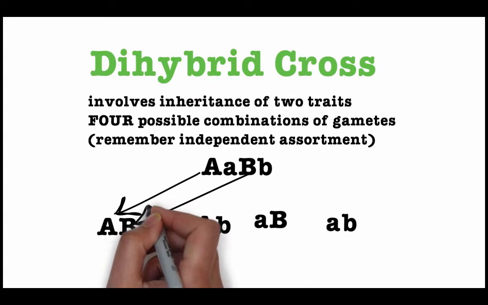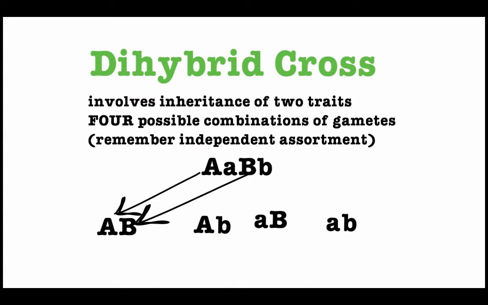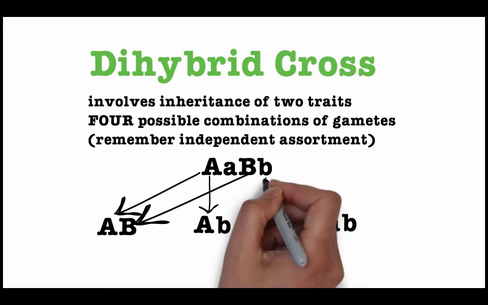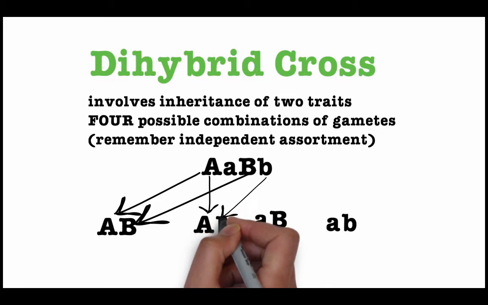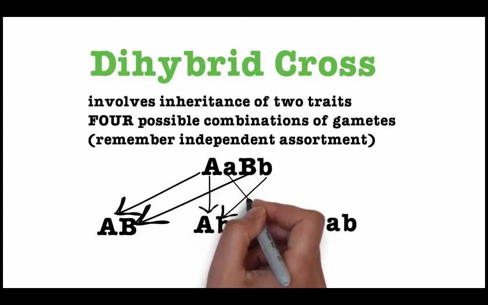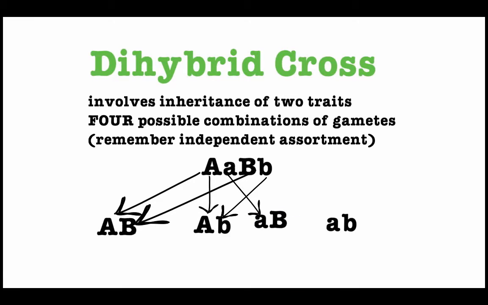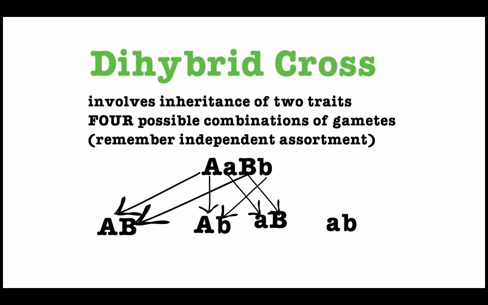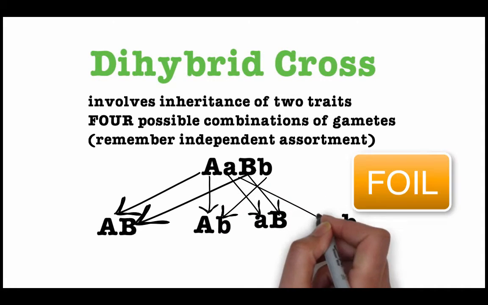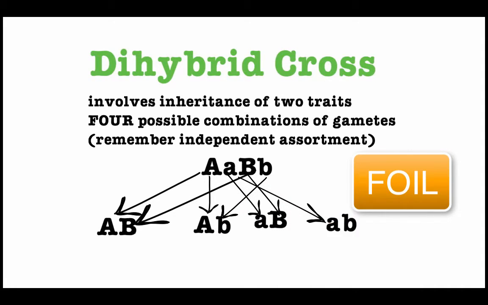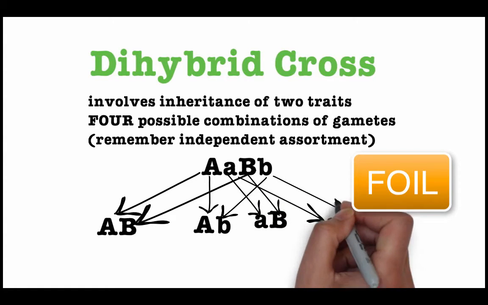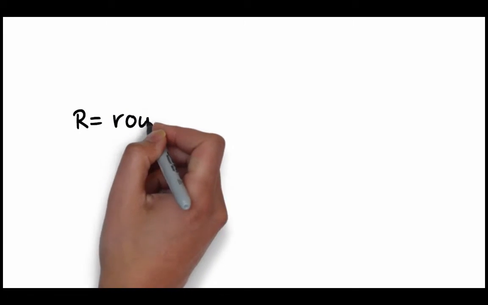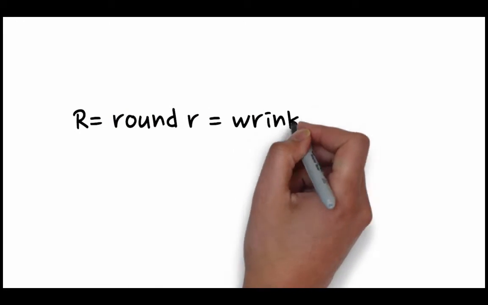We get big A, big B from the first of each allele pair, the big A and little b from the outside of the genotype, the little a and the big B from the inside of the genotype, and the little a, little b from the last of each allele pair. This is the FOIL method. Remember that in a dihybrid cross, your gamete must have 2 alleles or letters, one from each gene trait.